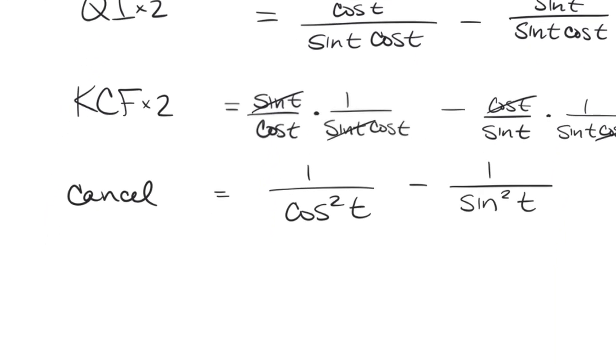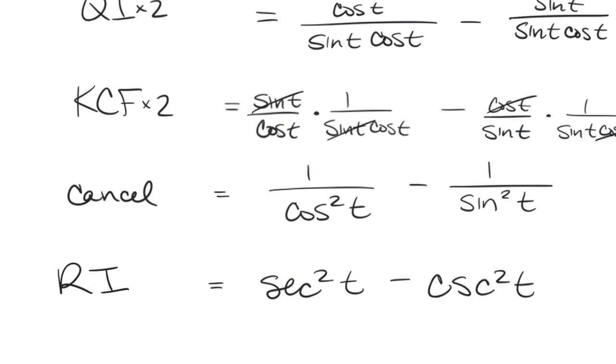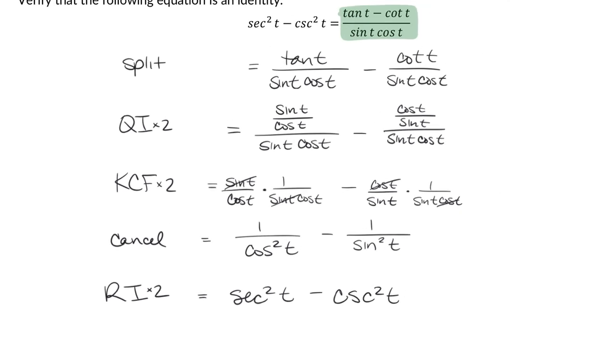Is there some way 1 over cosine of t could become secant of t? What is 1 over cosine of t? It is secant. Okay, so the reciprocal identity gets me there. What is 1 over sine? Cosecant. And so boom, we do the reciprocal identity twice, and we now have it matching the goal. Our goal was to get secant squared of t minus cosecant squared of t. So we keep the goal in mind.